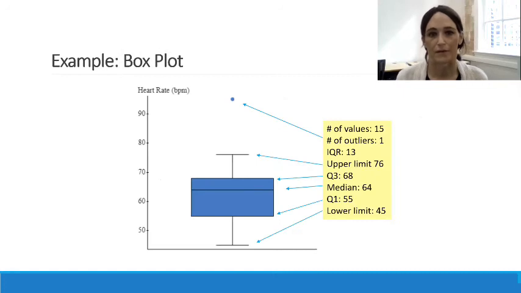And so here's an example of a box plot of heart rate, and you can get the software to do this for you. You're not drawing this by hand.